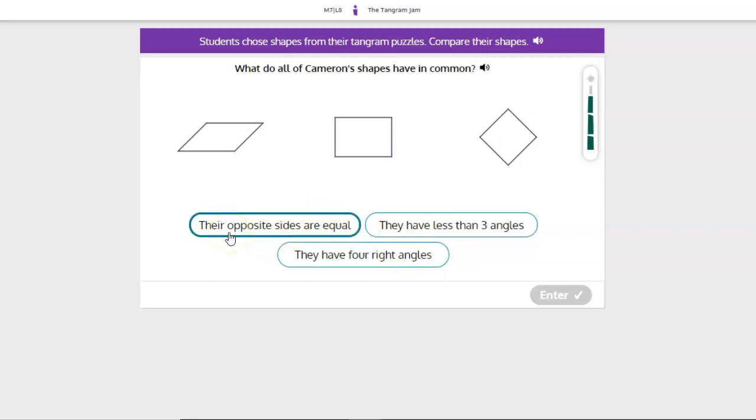Do all 3 shapes have opposite sides that are equal? When I look at all 3, I can see that the opposite sides are the same here, opposite sides are the same here, and opposite sides are the same for this shape. So what do all Cameron's shapes have in common? Their opposite sides are equal.